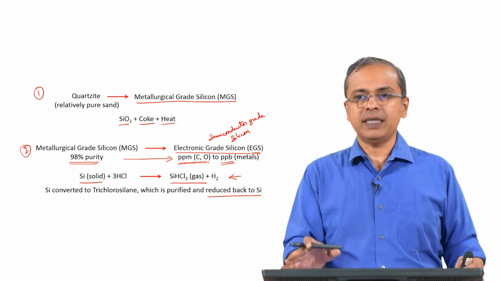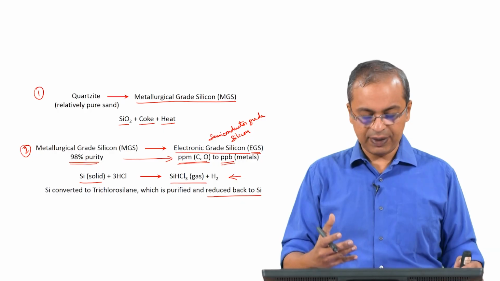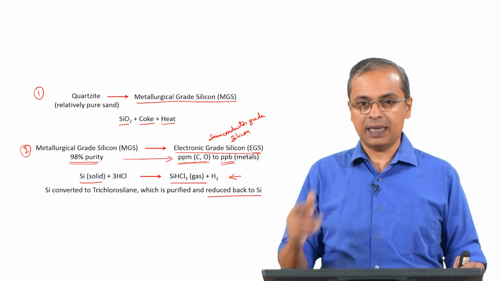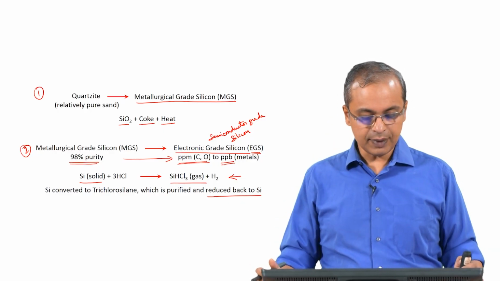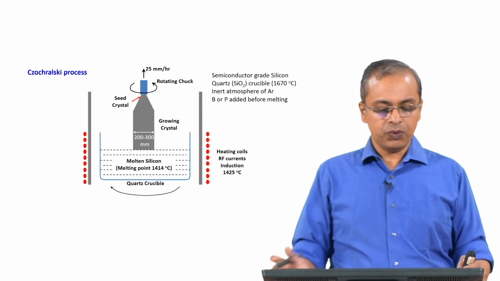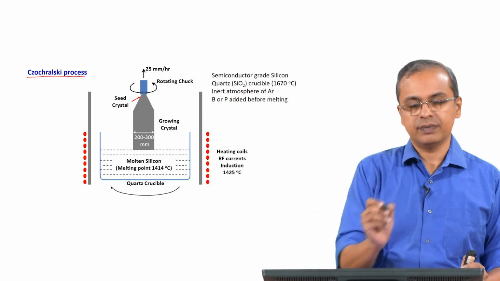Okay. So, this is the base background situation from where we start, and then we try to create the samples that we are interested in. So, from here we will now move to the Czochralski process.